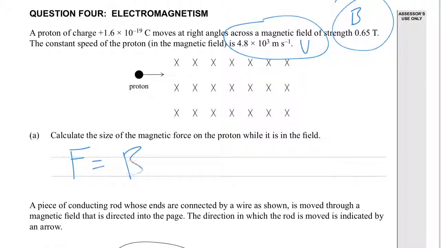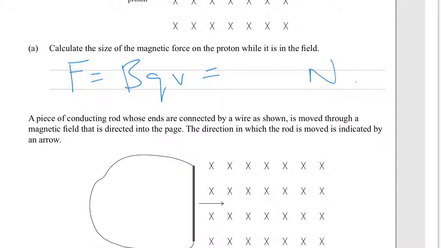F equals BQV. Plug your numbers in, and that'll give you the value. Newtons are the units. Two significant figures by the look of it, because everything else is in two significant figures, and you're multiplying and dividing.